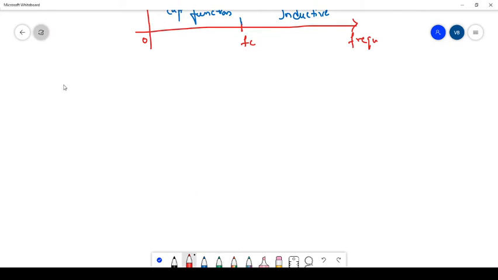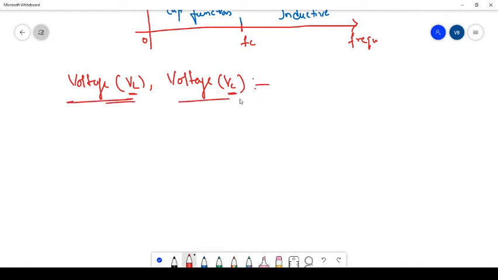Next we are going to calculate the voltage in the inductor as well as the voltage in the capacitor. The voltage in the inductor we represent as VL, and the voltage in the capacitor as VC. We are going to calculate the relation, and by calculating VL, what is WL here? By calculating VC, what is WC here?